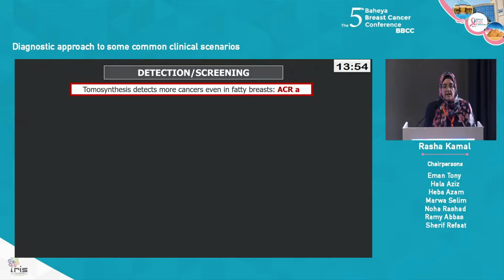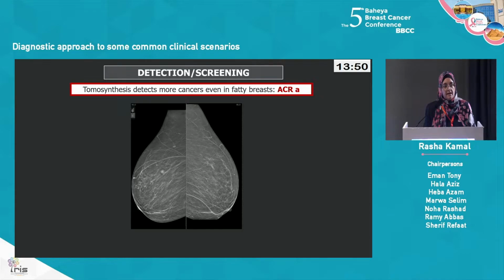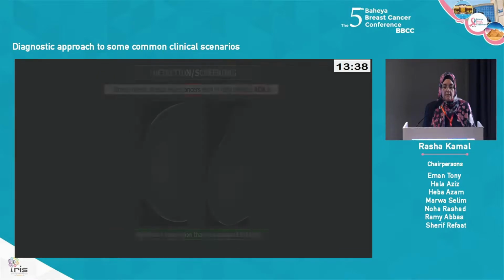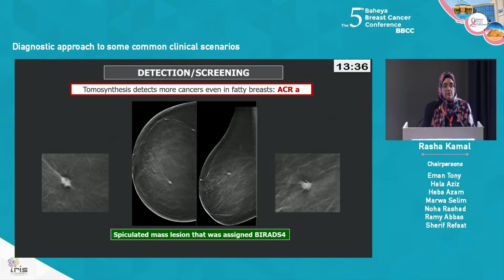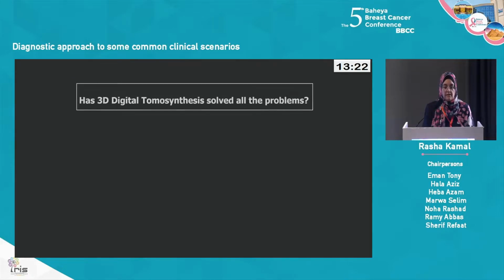Tomosynthesis detects actually more cancers even in a fatty breast. This is one example. She has an ACR A to B, which is a predominantly fatty breast. She had this lesion in the right breast, which was misinterpreted by a radiologist as an intramammary lymph node. We did tomosynthesis, and look how it is different on tomosynthesis, removing all the overlapping tissues. We can now see that this is not an intramammary lymph node, and it is a small spiculated mass lesion, and it was in a fatty breast, not in a dense breast.